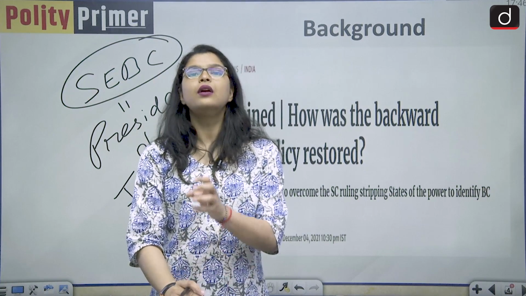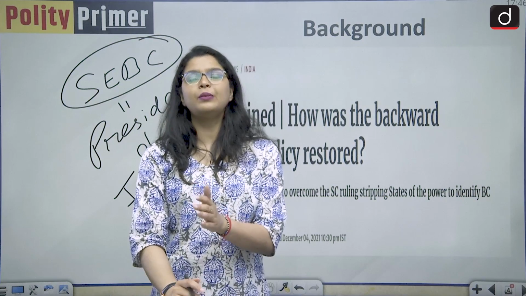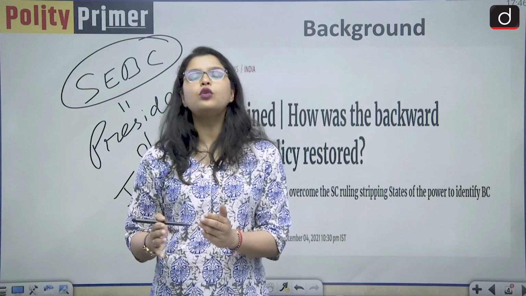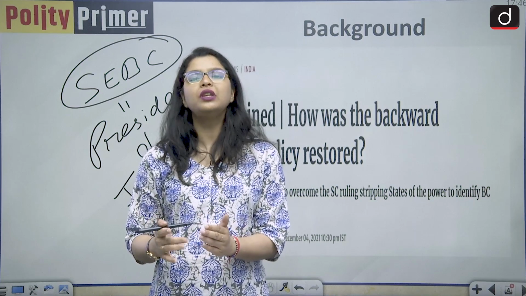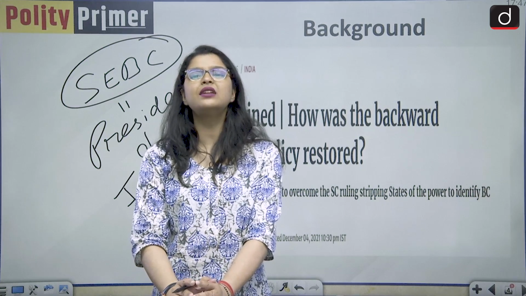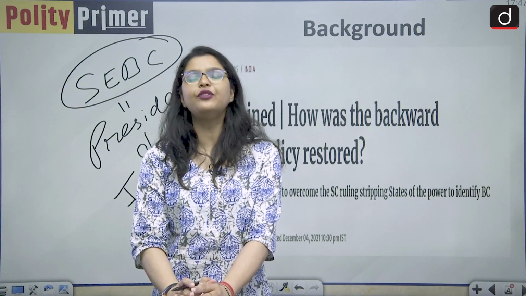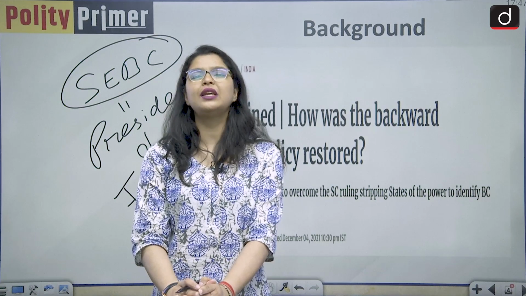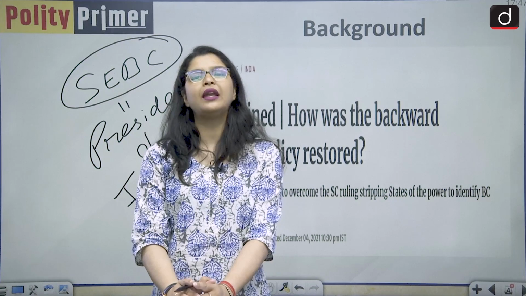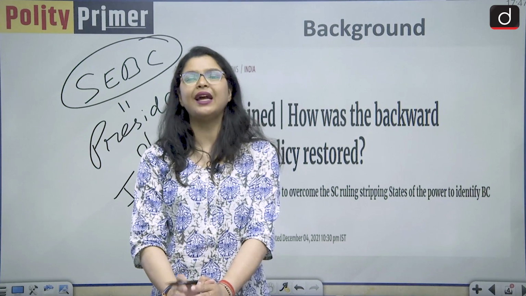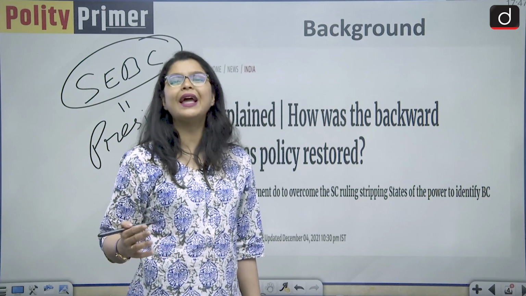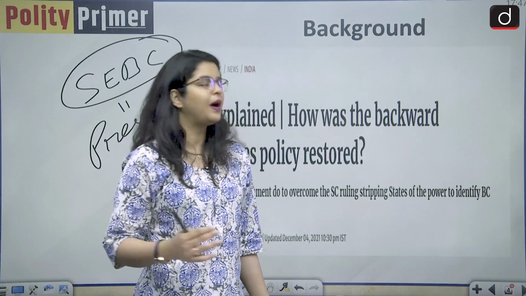classes. And this 102nd Constitutional Amendment Act was in major controversy in the Maratha quota case. In the Maratha quota judgment, the Supreme Court relied on the 102nd Constitutional Amendment Act and stated that the states do not have the power to identify classes under the socially and educationally backward classes after the enactment of the 102nd Constitutional Amendment Act. And this led to the enactment of the 105th Constitutional Amendment Act by the Indian Parliament.